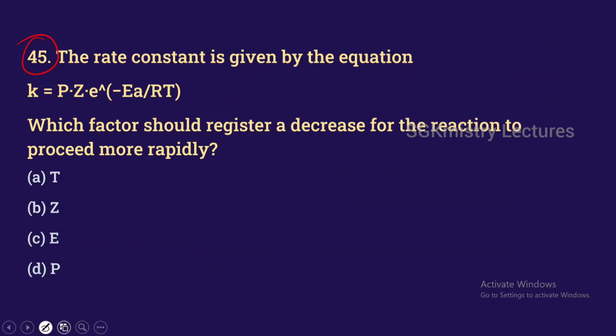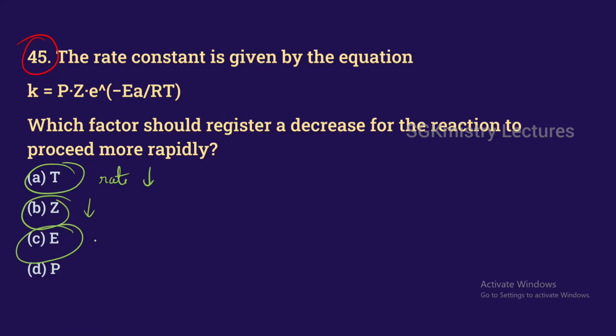Next, question number 45. The rate constant is given by the equation K is equal to Pz e to the power of minus Ea by RT. Which factor should be increased or decreased for the reaction to proceed more rapidly? If T is reduced, the rate of the reaction decreases because of the decrease in temperature. Z also cannot be reduced because it is a collision frequency. So if it reduces, then again, the rate of the reaction decreases.